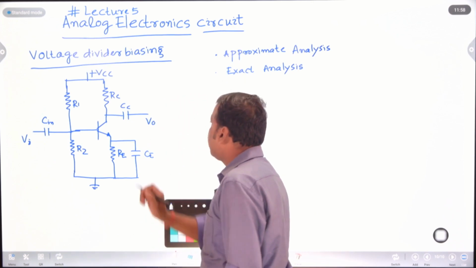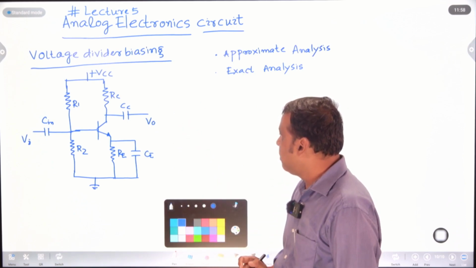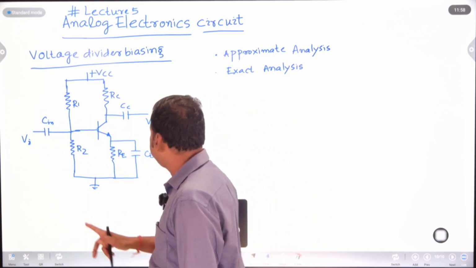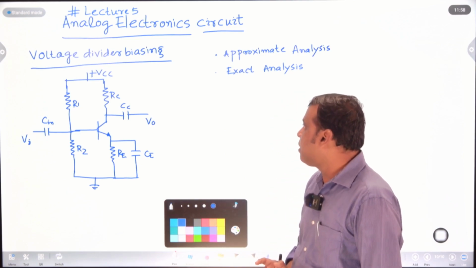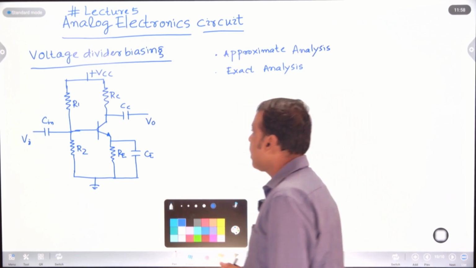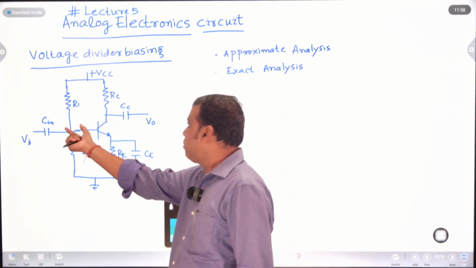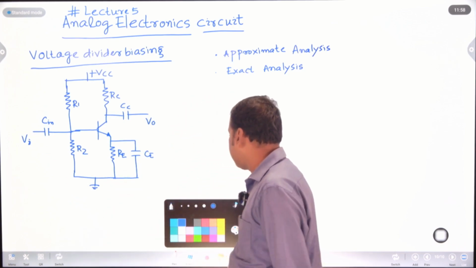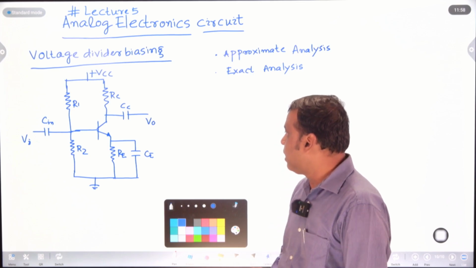So in this voltage divider biasing circuit, if you observe, there is an input capacitor, a coupling capacitor, and an emitter bypass capacitor. As now we are going to calculate the DC current and DC voltage, in DC these capacitors will be open circuited because the reactance will be very high. All the capacitors can be open circuited as far as we calculate the DC current and DC voltage.